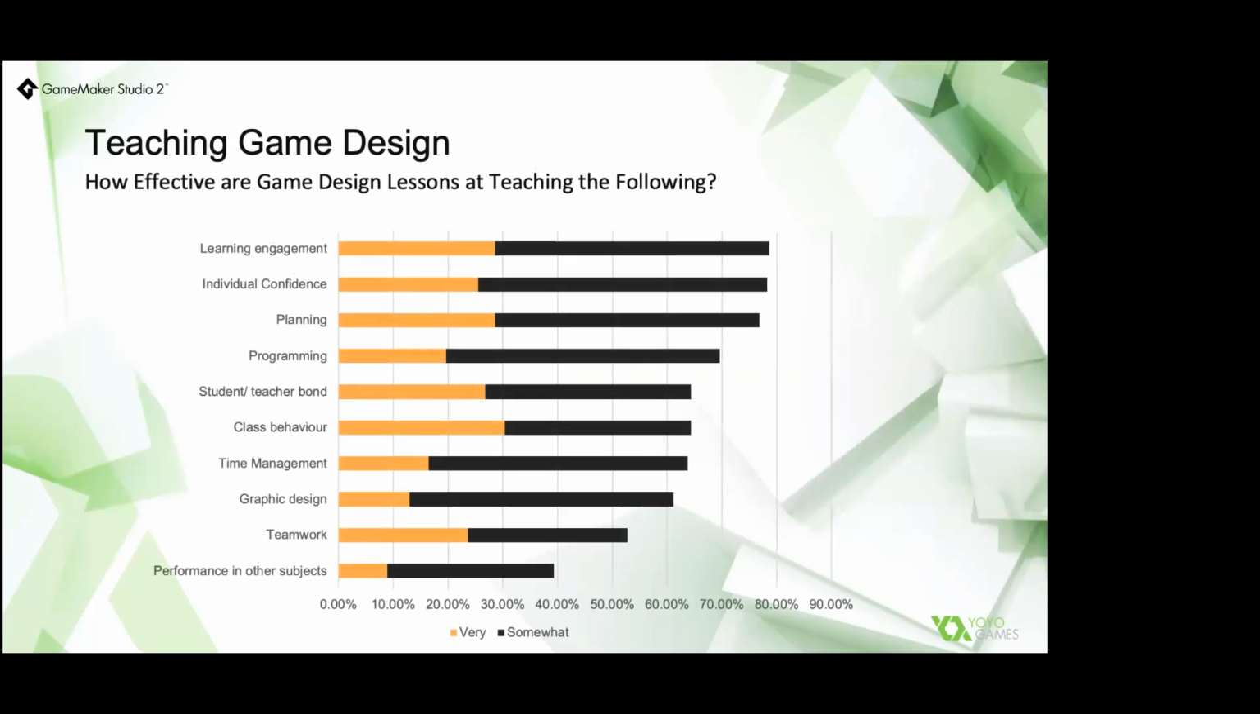So we sent out a questionnaire to our teachers at the start of November 2020. The responses are consistent with when we asked the same questions back in 2019, with planning, individual confidence, and learning engagement all scoring more than 75% when it comes to being rated somewhat effective or better. When we asked how effective are game design lessons at teaching the following, you can see the positive results on the slide. And one that's very interesting is definitely the student-teacher bond that's floating around about 65%.